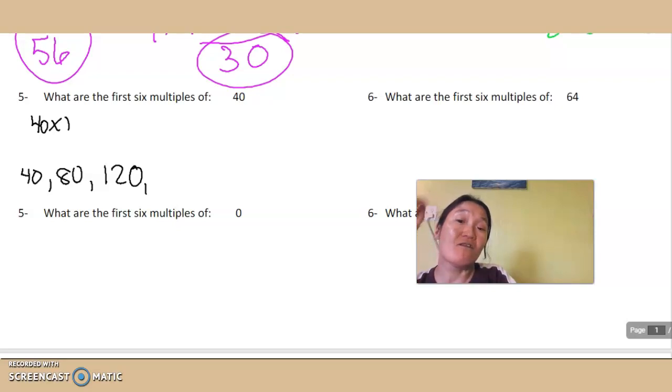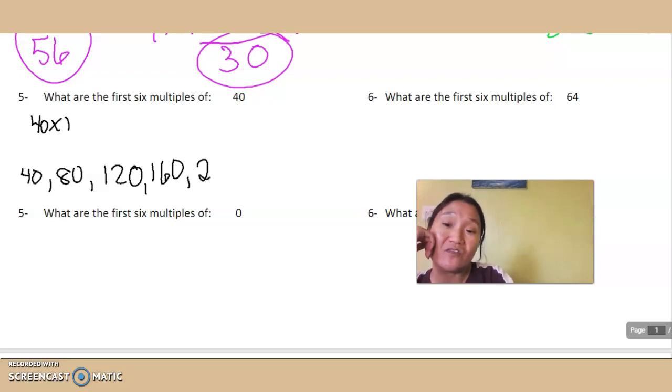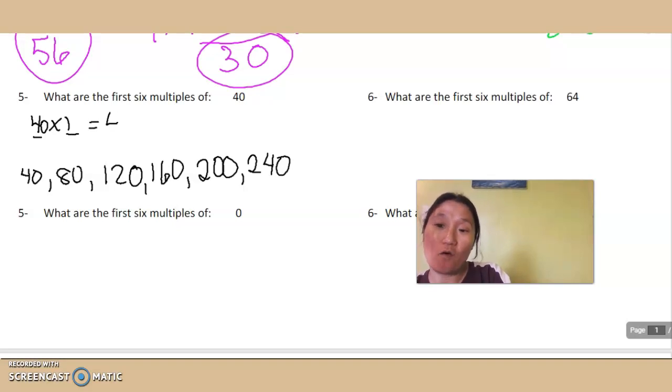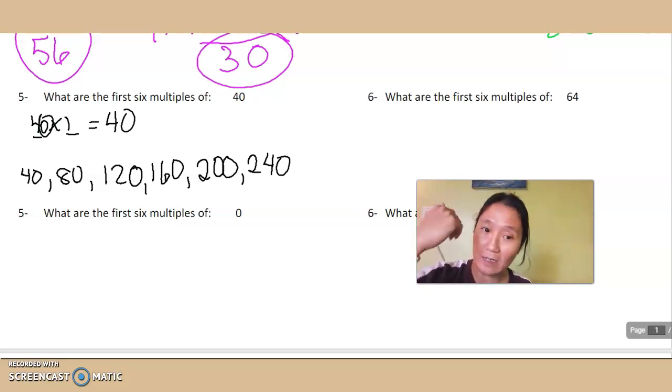40 times 4 is 160, because 4 times 4 is 16. Add the 0 to the end. So 200 is 40 times 5. And then the next multiple, 40 times 6, is going to be 240, because 4 times 6 is 24. Add the 0, because you know that 4 times this number is going to be 24, and then you just add that 0 on over here, because that means it's 10 times bigger.